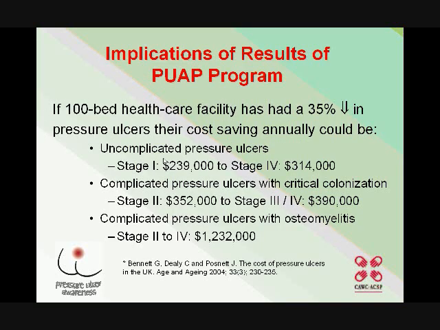Also, you will be saving money. This example here shows a 100-bed facility. If they had a 35% reduction in their prevalence, they would see cost savings as indicated here. So for an uncomplicated ulcer, it could be $239,000 a year, to a complicated stage 4 ulcer, which is in the millions.